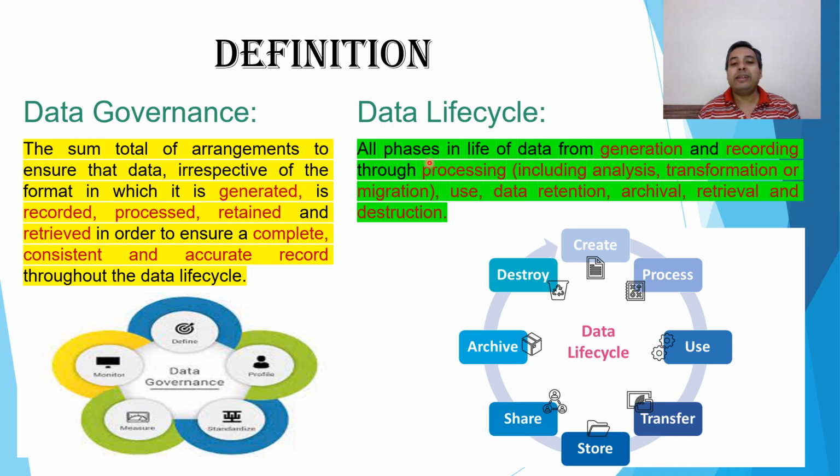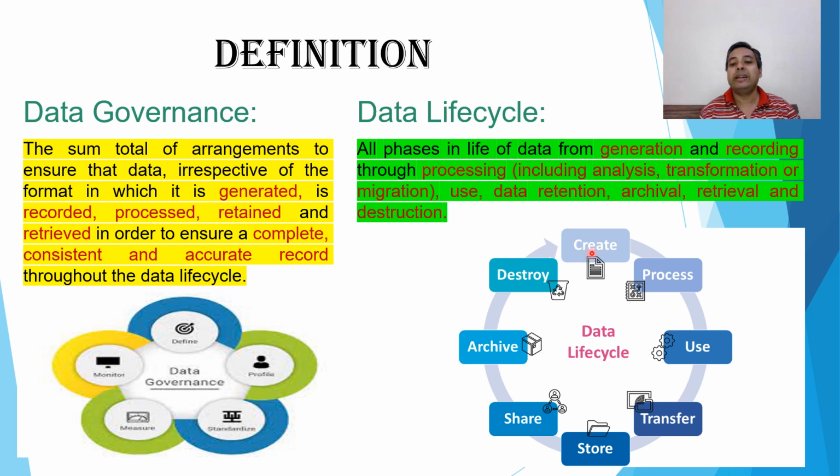data life cycle is nothing but all the phases in the life cycle of data, from generation and recording through processing, including analysis, transformation, or migration, use, data retention, archival, retrieval, and destruction. From this diagram itself you can understand the life cycle of data, meaning from the creation phase to the destruction phase.